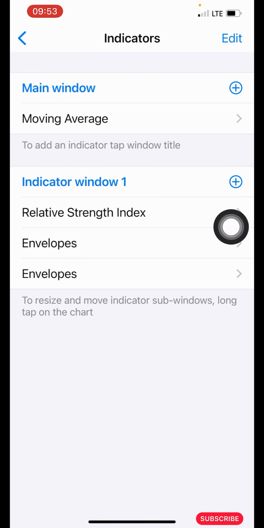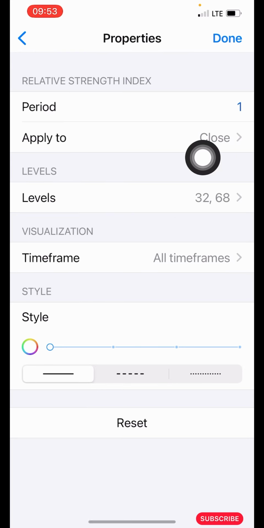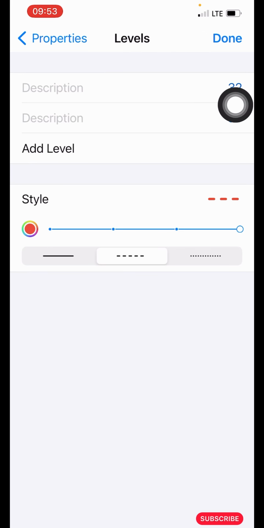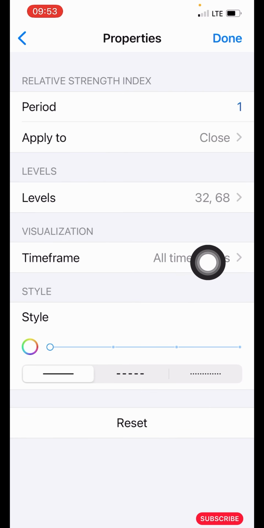Now the next indicator is the relative strength index, which we are going to be using for our level. You click on this main plus icon again, you search for your relative strength index, you make the period 1, apply to is close. The levels, you make it 32 and 68. The color is red, 4 pixel, you click on done. Time frame is all time frame. You make the style, the color of your background, 1 pixel, you click on done.